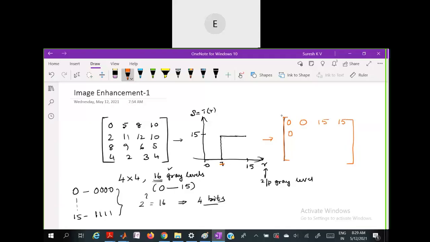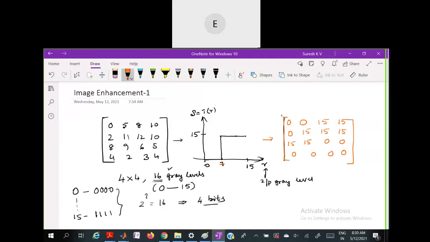2 will be 0. 11 will be 15. 12 is 15. 10 is 15. 8 is 15. 9 is 15. 6 is 0. 5 is 0. 4 is 0. 2 is, these values will become 0.